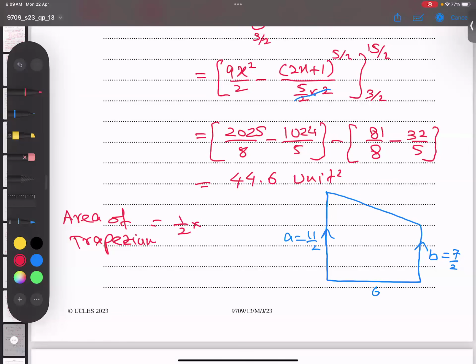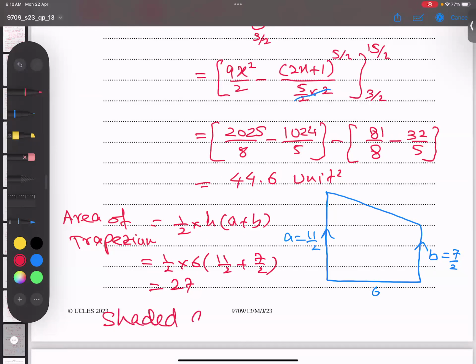The formula is what? Half into H into A plus B. Half, H is 6, A is 11 by 2, B is 7 by 2. If you check, 11 plus 7, 18, half of that is 9. So 9 into 6, we get 27. So from here, I subtract. So the shaded area is 44.6 minus 27. And finally, I get 17.6 unit square. It is giving us the area. And I believe you got the point.